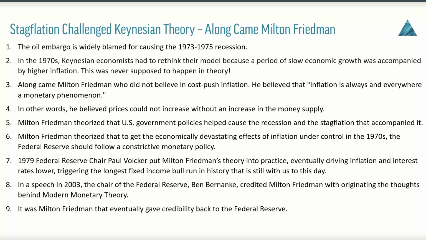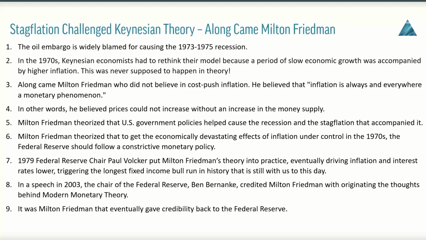It's very important as we build our foundation here for understanding what's going on today relative to what happened in the 1970s. So again, the oil embargo at the time was widely blamed for causing that 1973 to 1975 recession. It was also blamed for actually causing the 81 and 82 recession. So the after effects of that oil embargo went on for almost a decade.